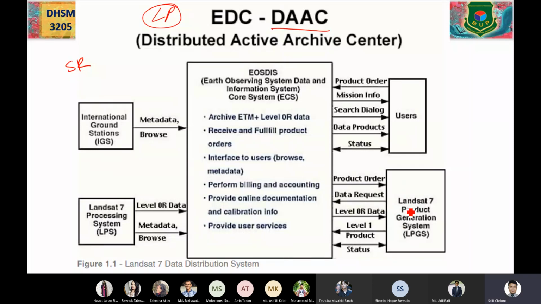So this one, Landsat Product Generation System, LPGS, is what it does: when they receive an order for the product, the system sends the product, and it replies to this request. It makes a data request and so on. So the communication goes on, and then data is provided.